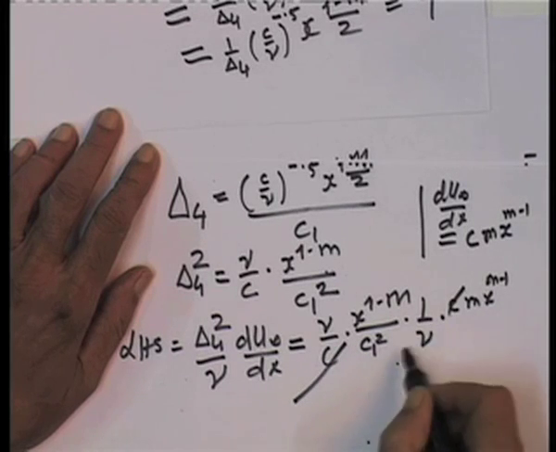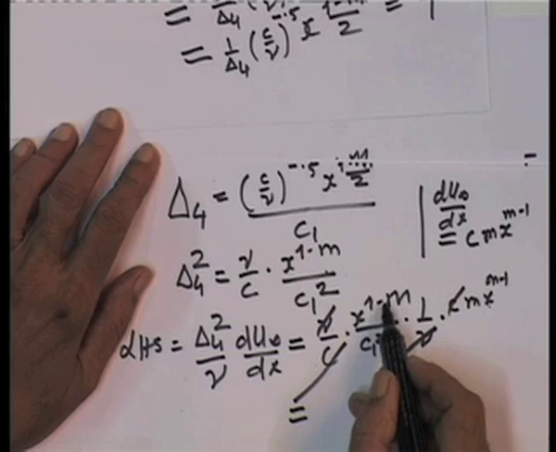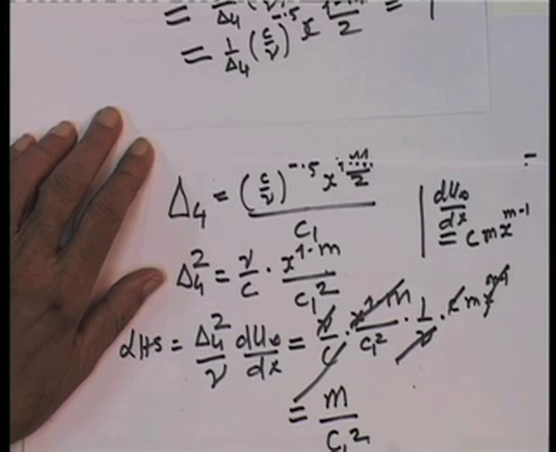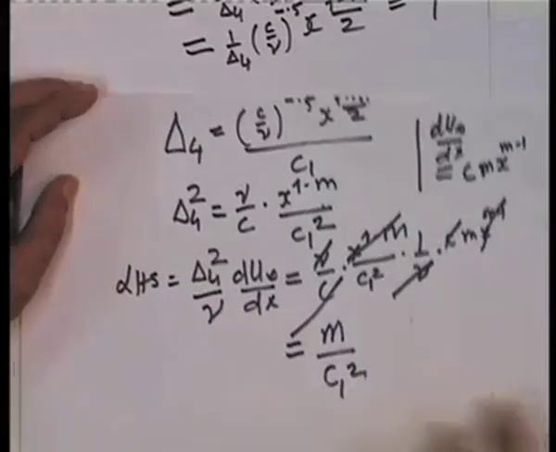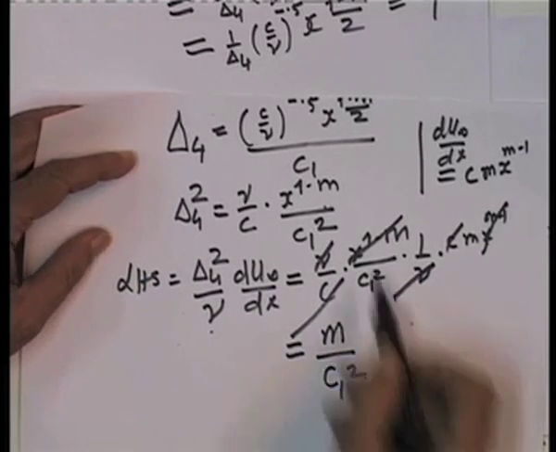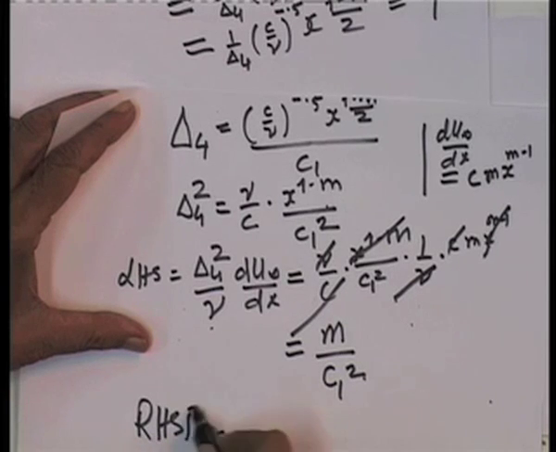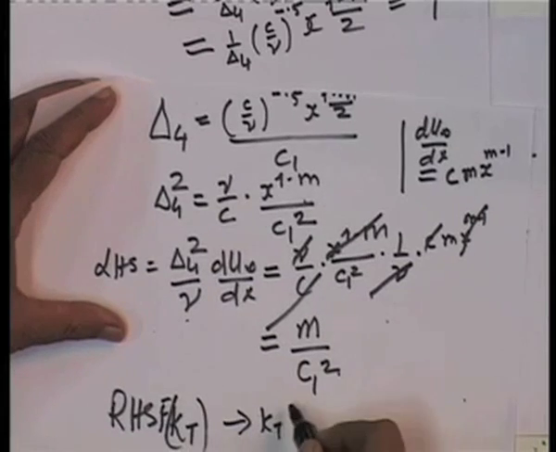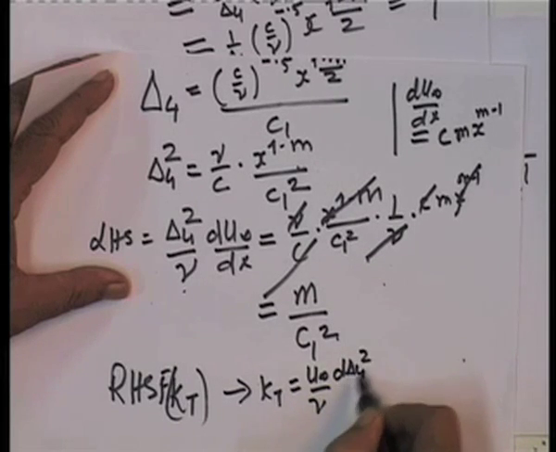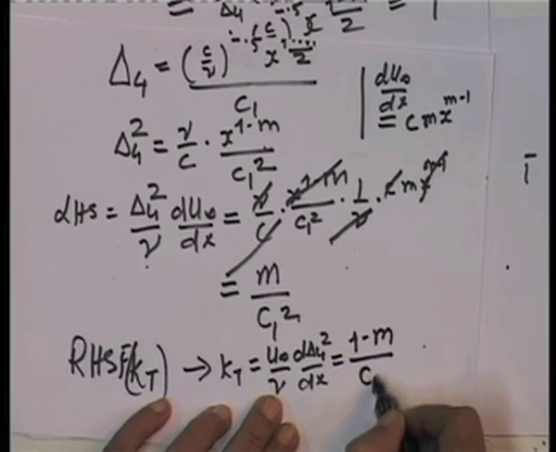So, you can see C and C will get cancelled, nu and nu will get cancelled, and x into x raised to m minus 1 and x raised to 1 minus m, both these get cancelled and I will have essentially m by C 1 squared. So, you can see the left hand side delta 4 square by nu du infinity by dx would be m by C 1 squared. If I follow the same logic, then the right hand side, that is kappa t, which is function of kappa t, then kappa t equal to u infinity by nu d delta 4 square by dx can be shown to be equal to 1 minus m divided by C 1 square.